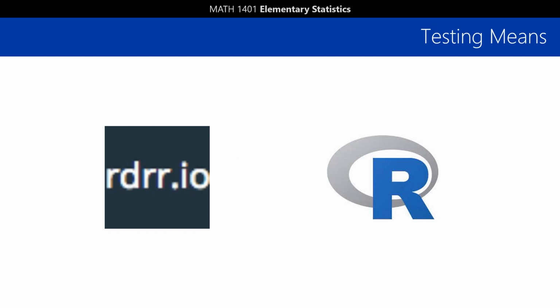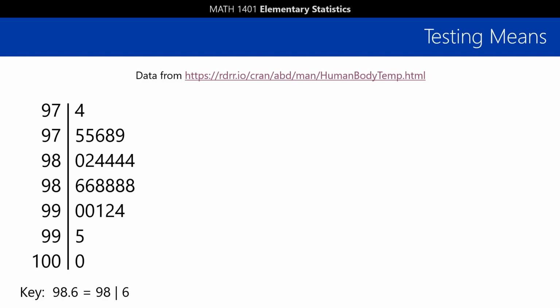I found some data on rdrr.io, which is a website with lots of documentation about R. What's R, you ask? It's a software environment that specializes in statistics, both doing computations and displaying the data. It's very powerful, and it's also free. So if you plan on going further into statistics, chances are you'll learn to use R at some point, and you won't regret it. Anyway, here's the data set.